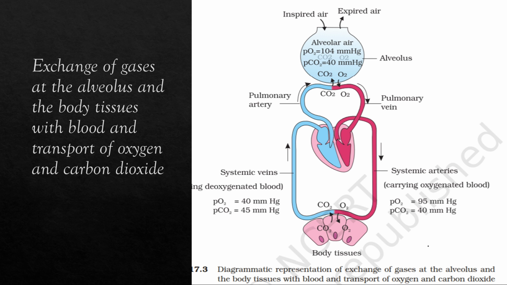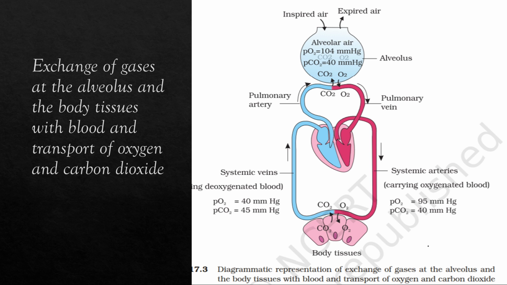In this slide, we are watching the exchange of gases at the alveoli and the body tissues with blood, and transport of oxygen and carbon dioxide. So first of all, we see alveolar air, where partial pressure of oxygen is 104 millimeter of mercury and partial pressure of carbon dioxide is 40 millimeter. So in alveoli, the partial pressure of oxygen is more but partial pressure of carbon dioxide is less, so the pulmonary vein takes oxygen. It means that oxygen is needed in the blood, and it is present in more amount in the lungs, so it will move from higher concentration to lower concentration.